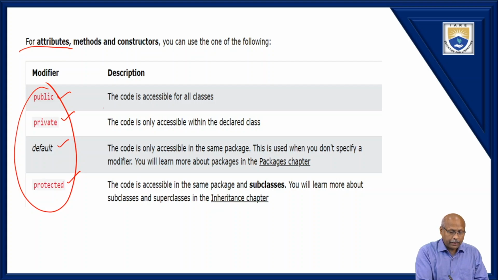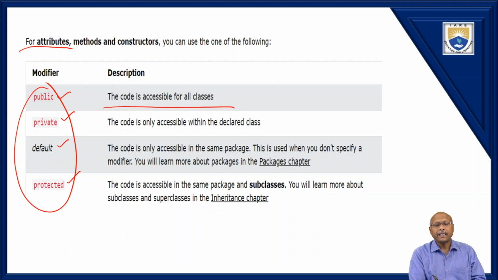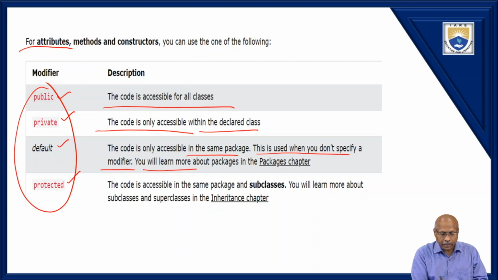If it is public, this code is accessible for all classes. If it is public, I can access it everywhere. Similarly, if it is private, the code is only accessible within the declared class. Wherever you declared it, in that class only you can use it. Similarly, default: this code is accessible in the same package. This is used when you do not specify a modifier. You will learn more about this in packages. Protected: the code is accessible in the same package and in subclasses, and you will learn more about subclasses later.